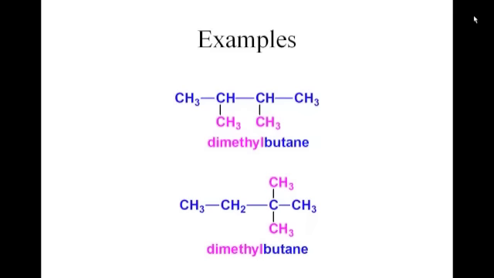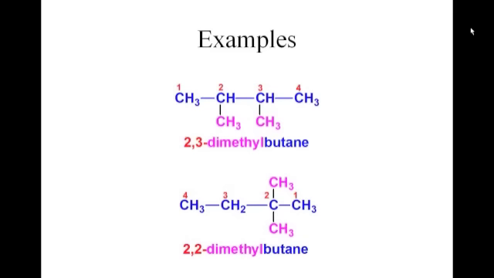Now I need to tell you where those methyl groups are located, and I do that by numbering the carbon atoms. In the first case, it doesn't matter which direction I start numbering from, because I will have a methyl group at carbon 2 whether I start numbering from the left or from the right. My methyl groups will be at 2 and 3. So my first molecule is 2,3-dimethylbutane.